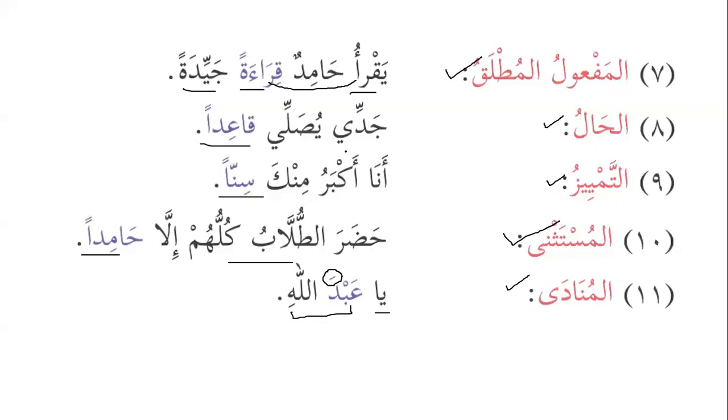So these are mansubat. In some books, you will find like 12. In some books, you will find 13. But these are the main, like 11 mansubat. And then we have majrurat. Give me the complete form of majrur. You have learned about it. Like I gave you for marfu, I gave you for mansub, and now I want you to give me for majrur.